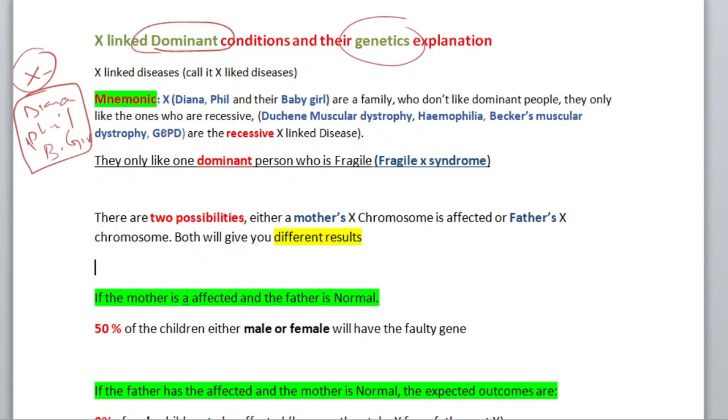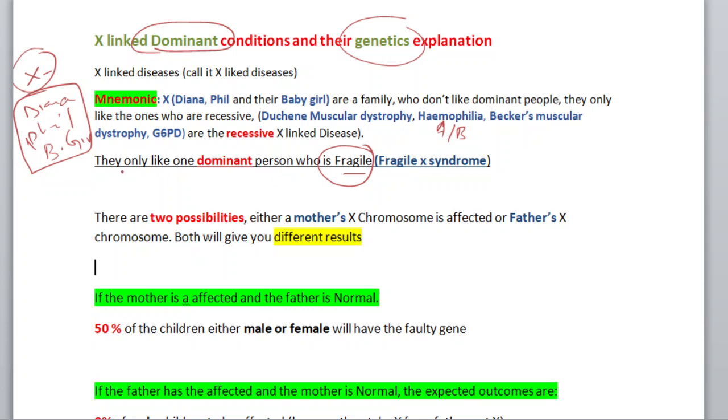Recessive means that these all are recessive: Duchenne muscular dystrophy for Diana, hemophilia A and B for Phil, Becker muscular dystrophy for the baby, and G for G6PD. And these all are recessive X-linked diseases. Why? Because they like recessive. Just remember it like that. Now the next thing is they only like one dominant person, who is Fragile, like they like decent, sensitive persons. So F for fragile X syndrome.